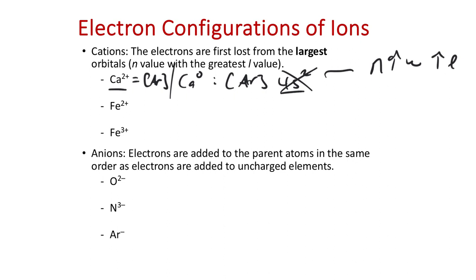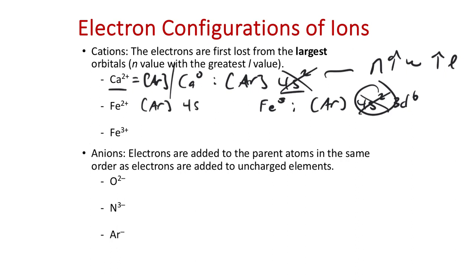Iron 2+ is element 26. So think of iron neutral. Iron with no charge would be an argon 4s2, 3d6. And so for iron 2+, we lose the 4s first. So highest N with the highest L. You don't lose the highest L overall, the highest N value subshell with the highest L value. So that's going to be this one here. So iron 2+ should be an argon 3d6.